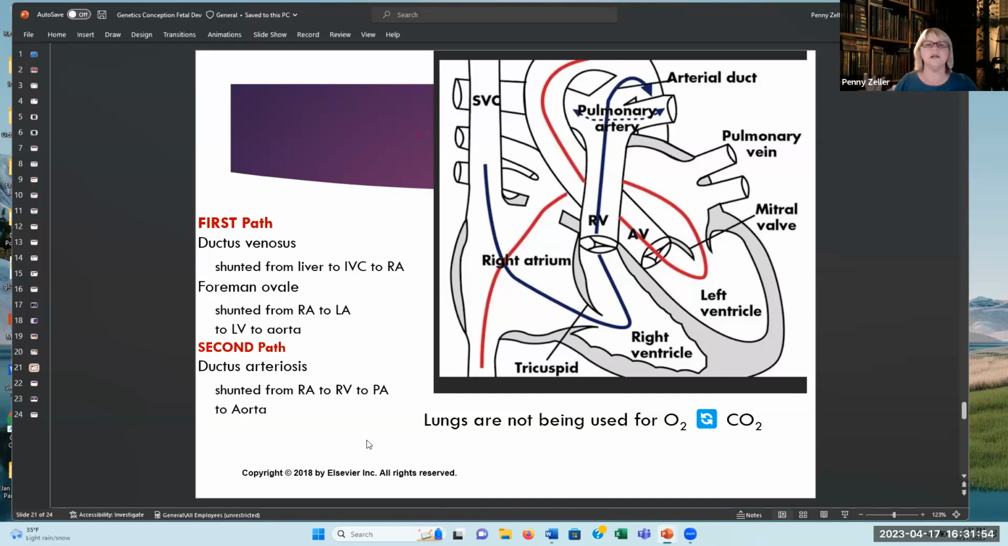So you really just have to study this chart. You're probably not understanding a whole lot unless you're familiar with this. You're just going to have to look at it and study it. Remember, fetal lungs are not being used for exchange. Okay. All right.